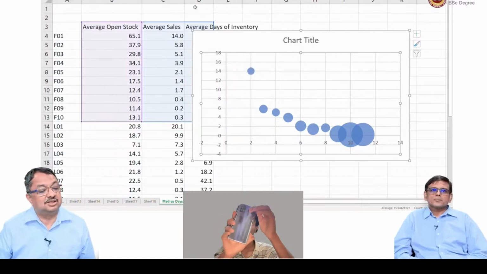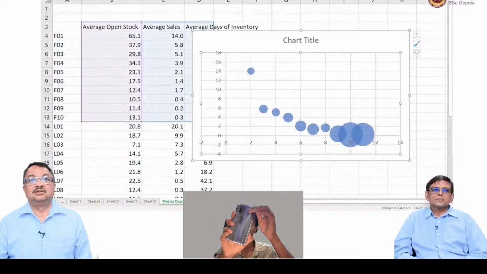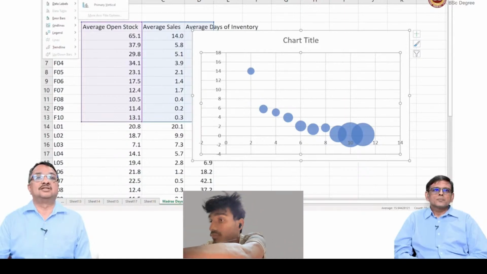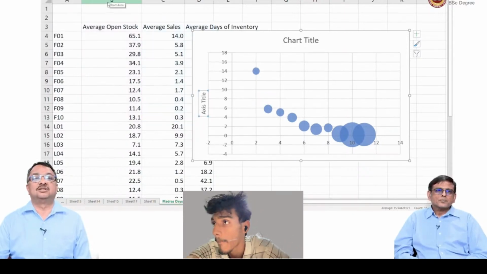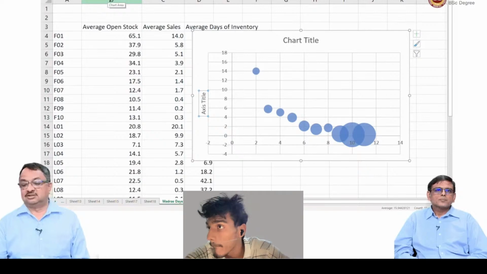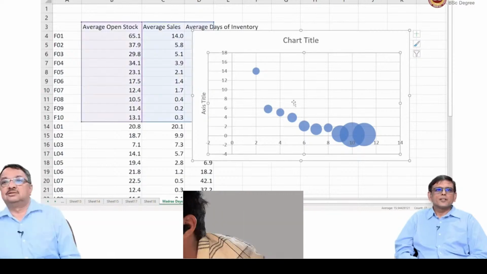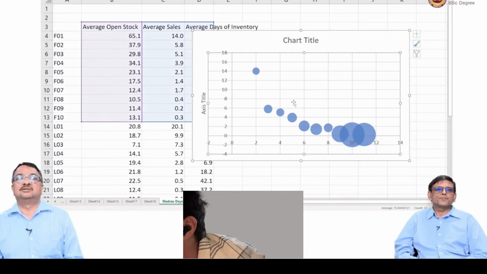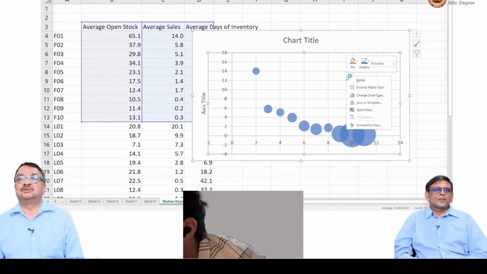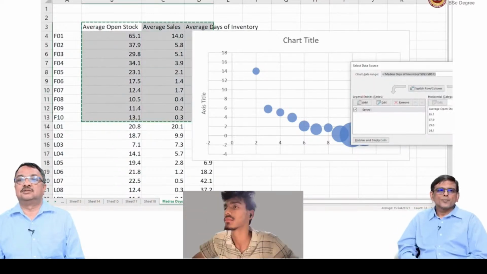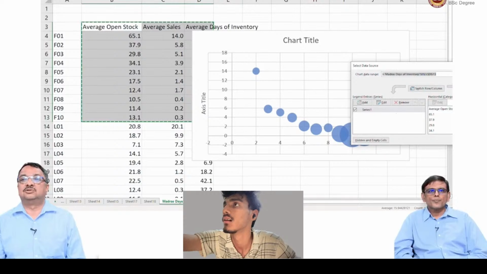How do I insert a chart design? Add chart element. We will add axis title. Primary vertical is days of sales. But has it taken that? We don't know. It has, yeah. And horizontal it has taken. Select data, series 1, average opens.